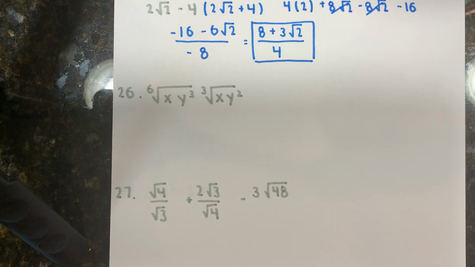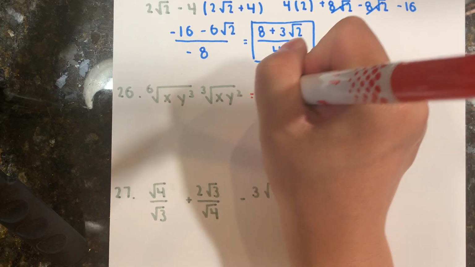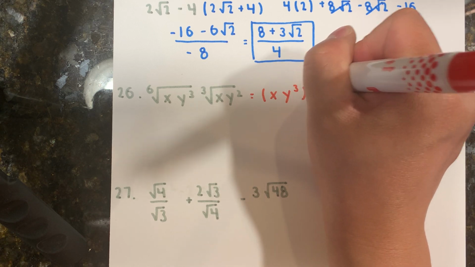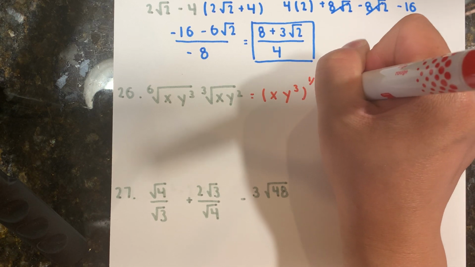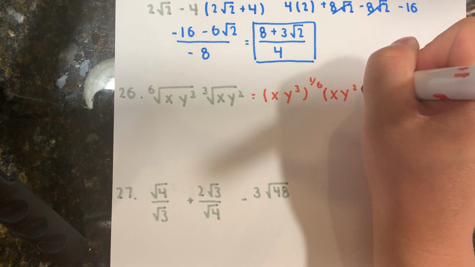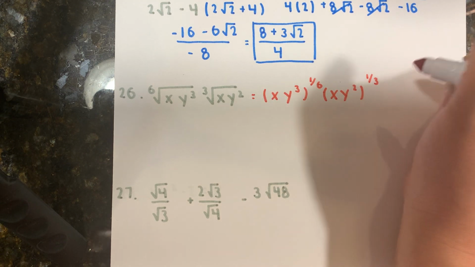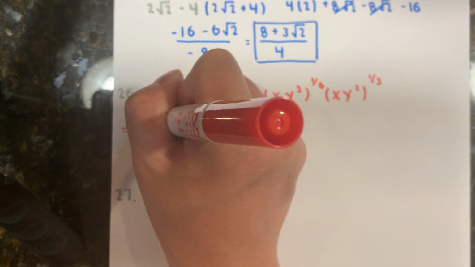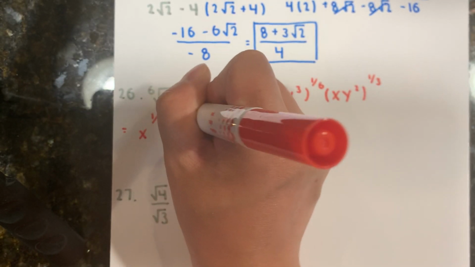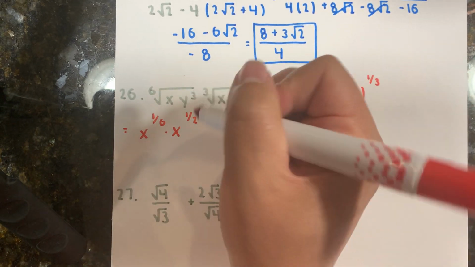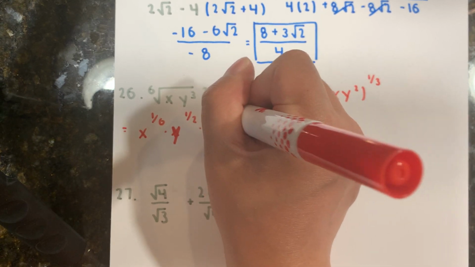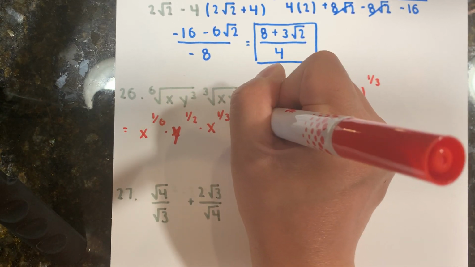Now for number 26, I have to change this from radical form to exponential form. Because there's a small 6 on the outside, that would be xy cubed to the 1/6 times xy squared to the 1/3. Now you're going to distribute that, giving me x to the 1/6 times y to the 1/2. Oops, that should be a y. And then x to the 1/3, and then y to the 2/3.